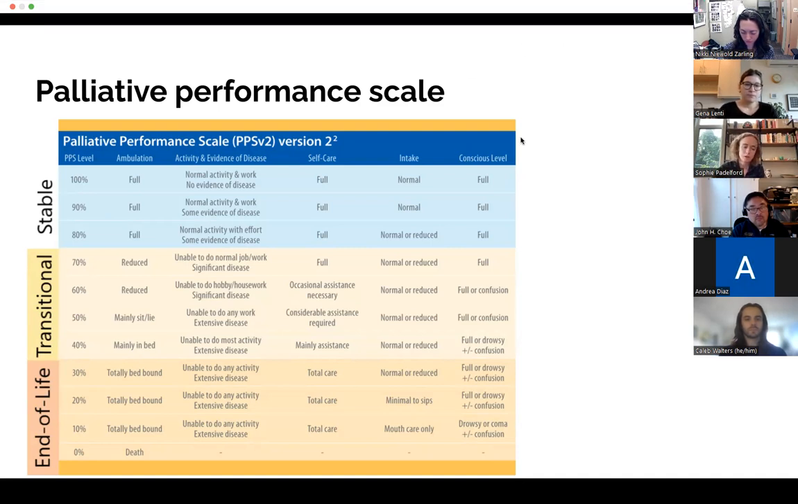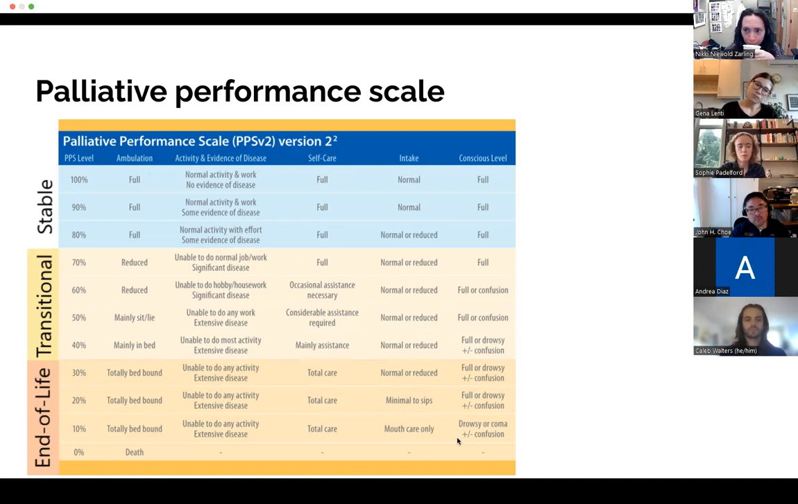It's used in a bunch of different contexts, but one of the contexts it's used in is estimating how close a patient is to end of life. And we see here a numerical score on the left and a percentage. There's how much they're able to walk around, how much activity they're doing, how much self-care they're able to do, how much eating and drinking they're doing, and how conscious they are.